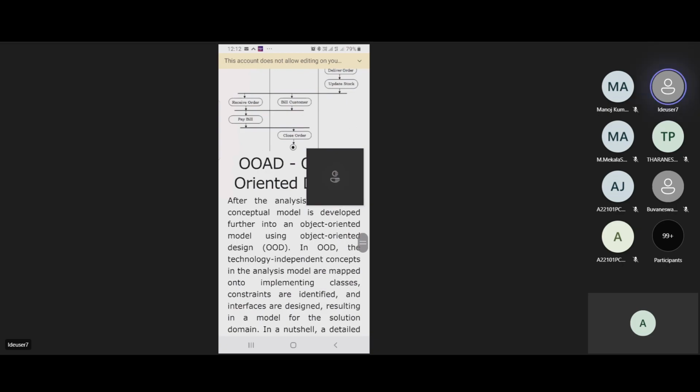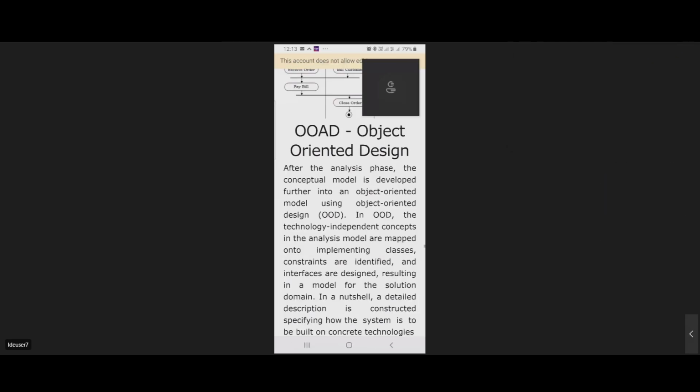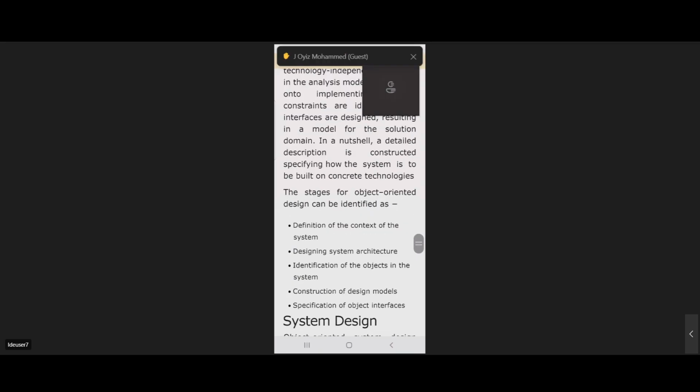The next topic is the object-oriented design part. The conceptual model is developed further into an object-oriented model using object-oriented design. OOD is a technology-dependent concept which analyzes the model or maps down to implementing classes; constraints are identified and the interfaces are designed, resulting in a model for the solution domain. In a nutshell, a detailed description is constructed specifying how the system is built on concrete technologies.